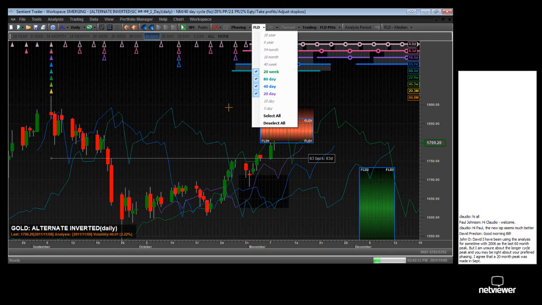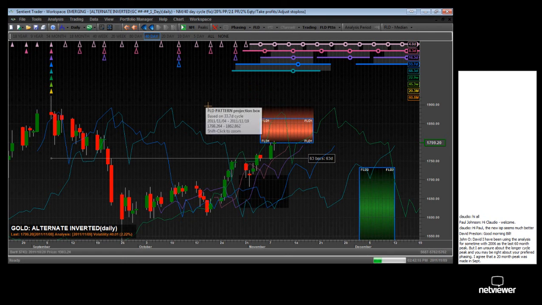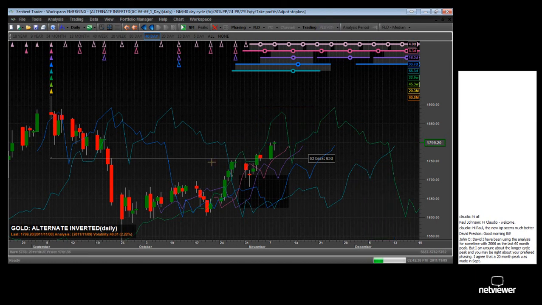VTLs are dangerous. I had an interesting conversation with John about that. VTLs are dangerous because they're very, very closely based on your phasing analysis. And if there's anything not quite right in your phasing analysis, then your VTLs are going to be completely wrong. So I much prefer using FLDs.